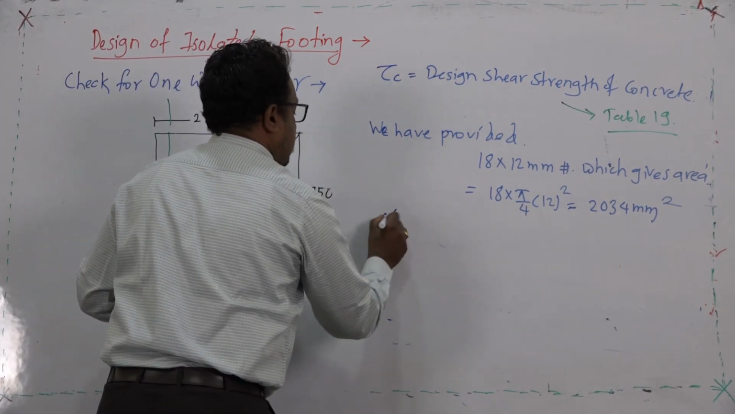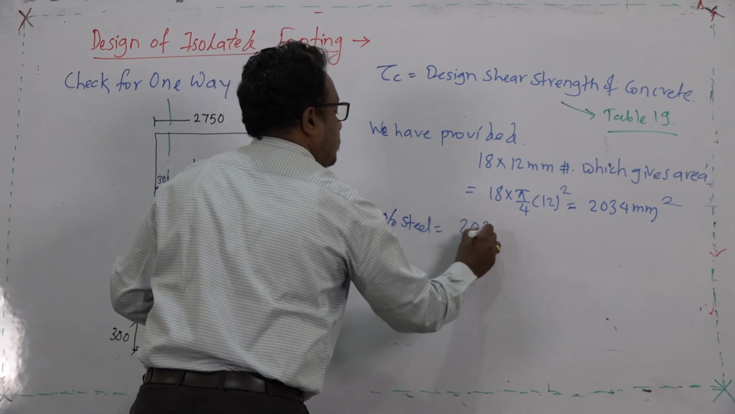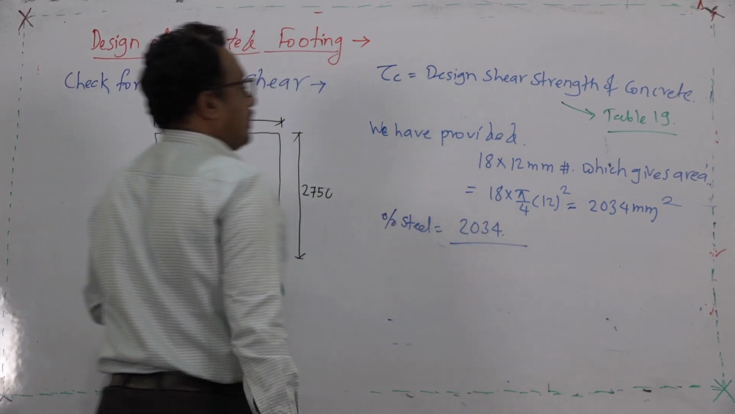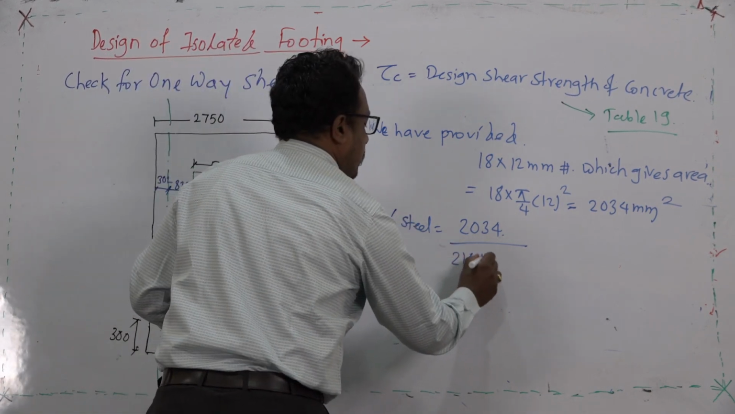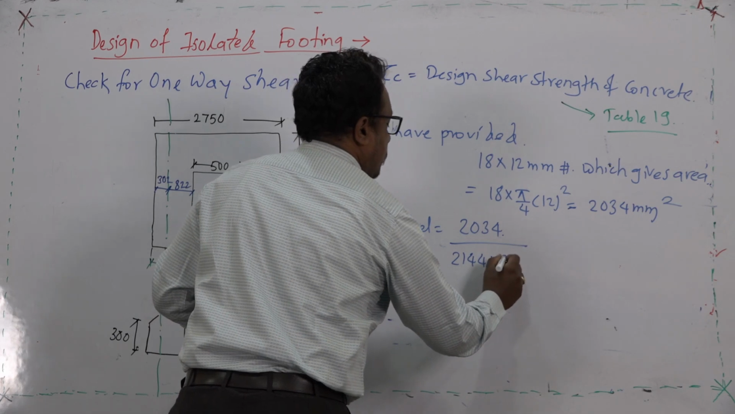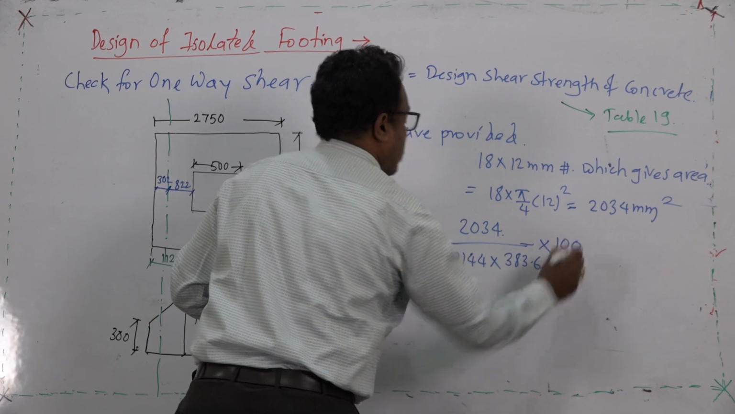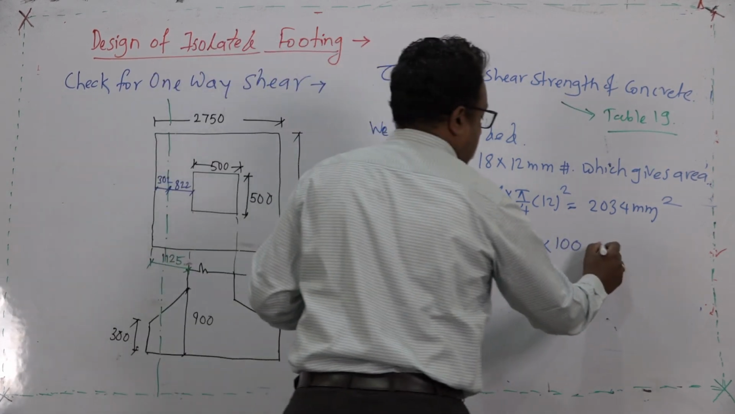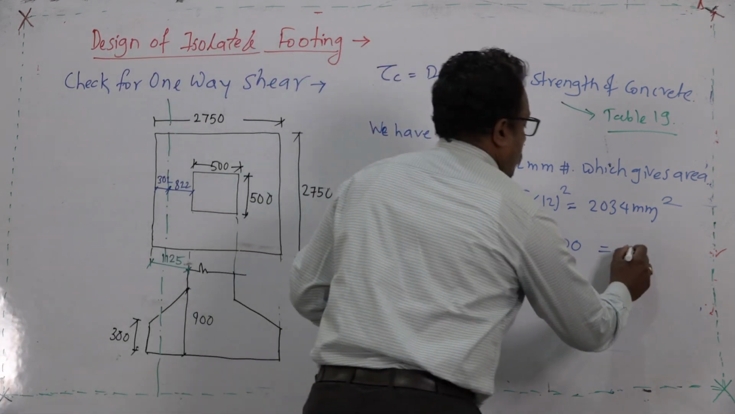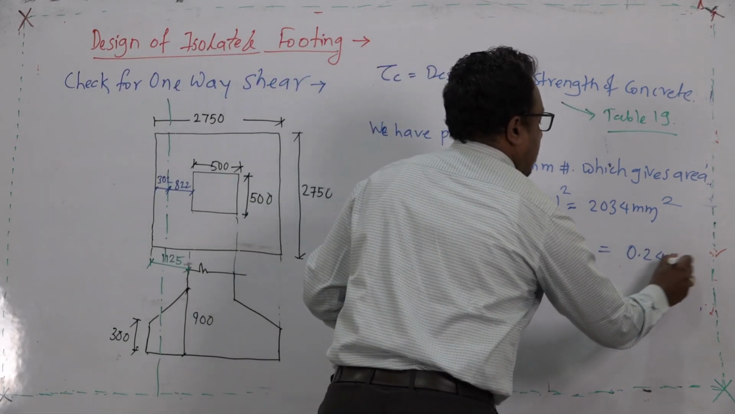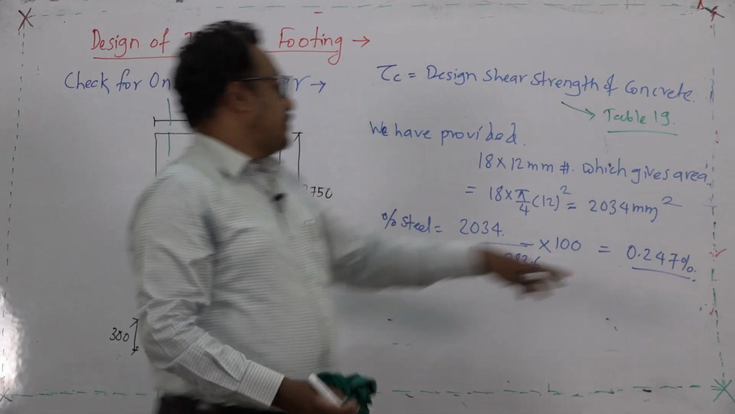Therefore, the percentage of steel will be this 2034 millimeter square divided by BD. The B is 2144 into 383.6 multiplied by 100. So, this is the percentage of steel. This comes to be 0.247%. So, this value is nearly equal to 0.25.